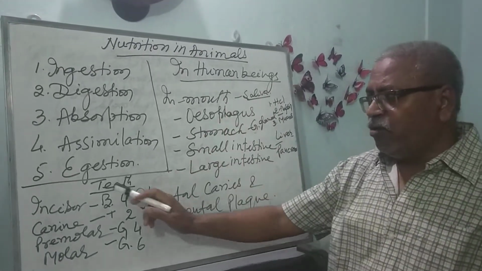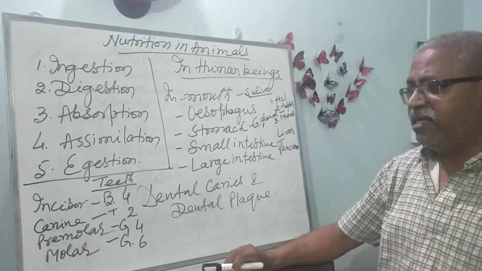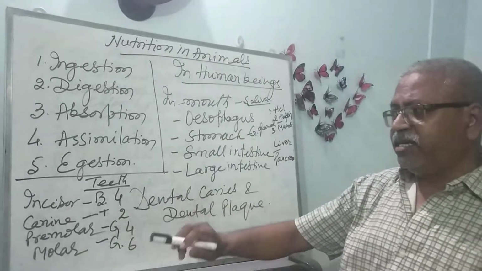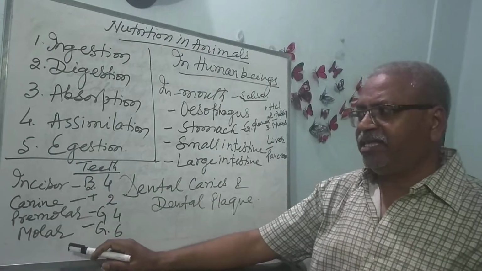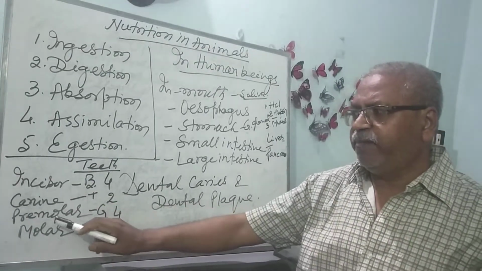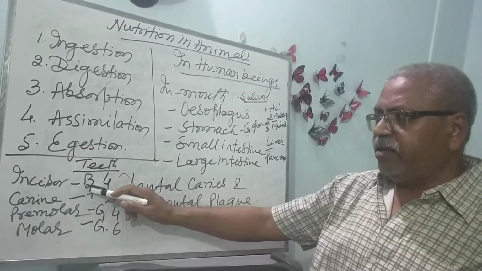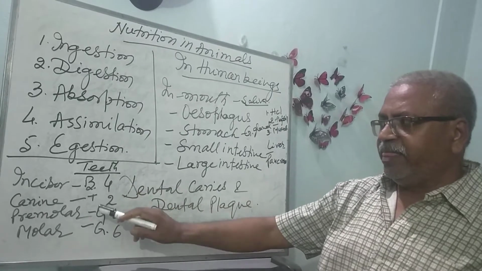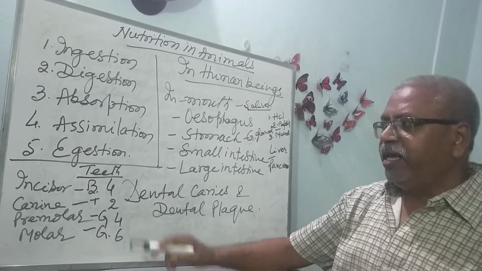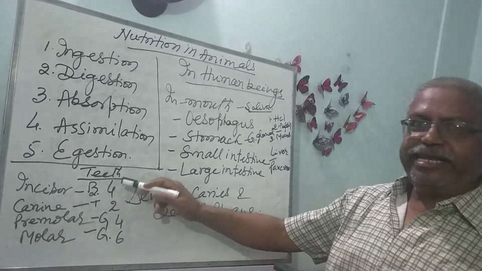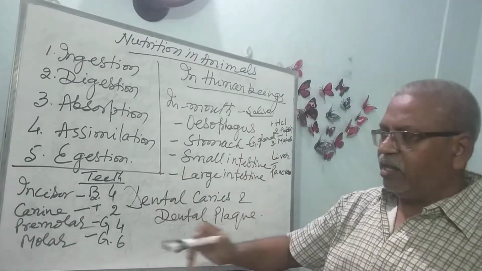But there is a role of the teeth in the digestion, in the mouth. The teeth bite, tear and grind the food. There are four types of teeth: incisor, canine, premolar and molar. This is the function: biting, tearing, grinding, and molar also grinds. These are the numbers in an upper jaw, and this number is also found in lower jaw.